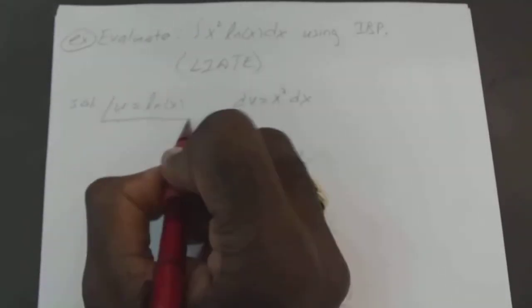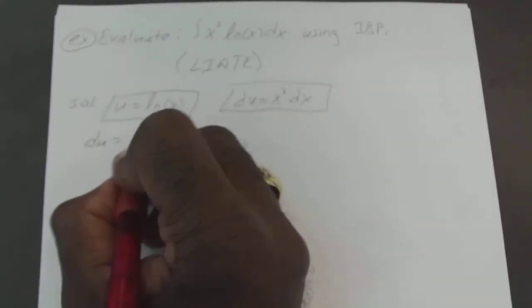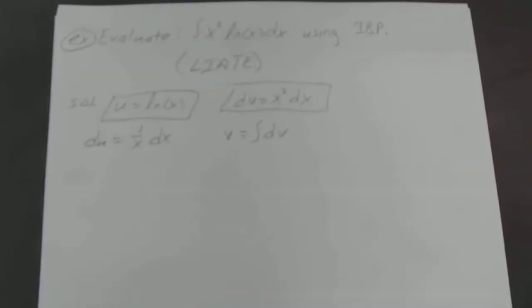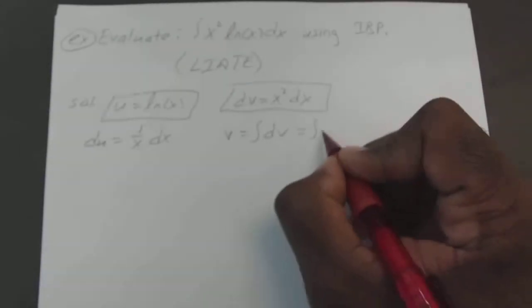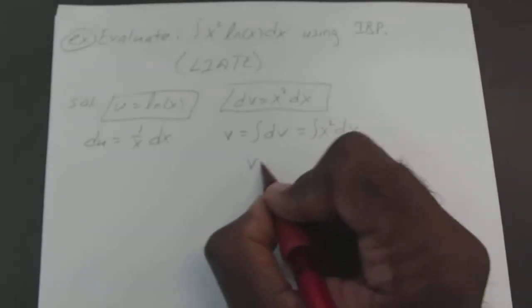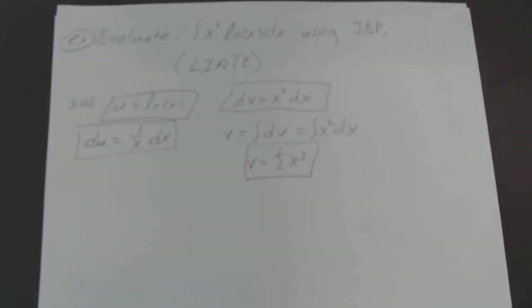Okay, so we have your u, we have our dv, our du is equal to 1 over x dx, and our v, which is just the integral of dv, is the integral of x squared dx. So we know that v is equal to 1/3 x cubed. So we have our u, our du, our v, and our dv. We're all set to just plug everything in.